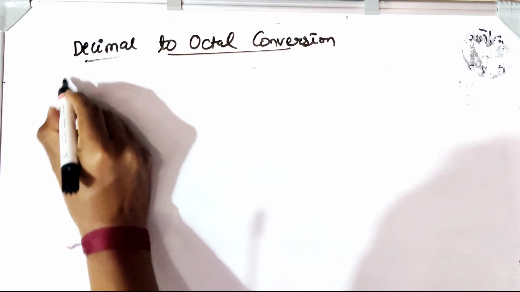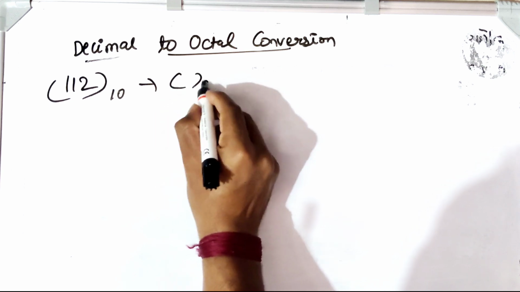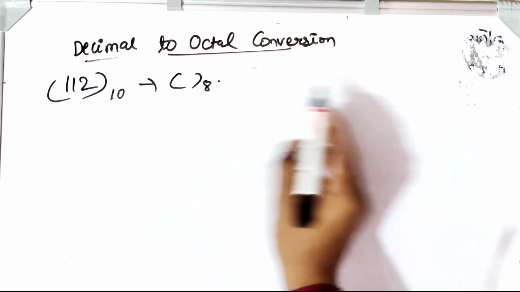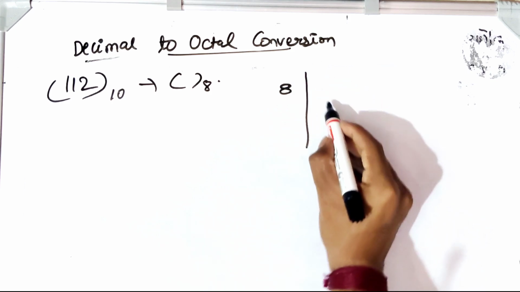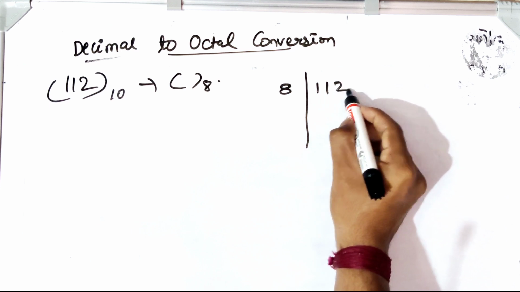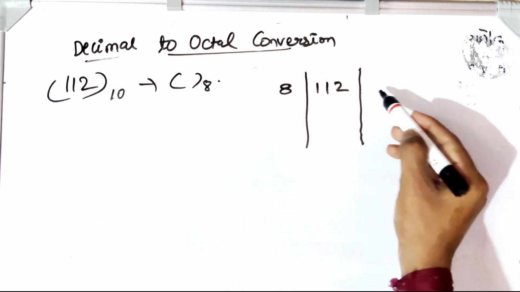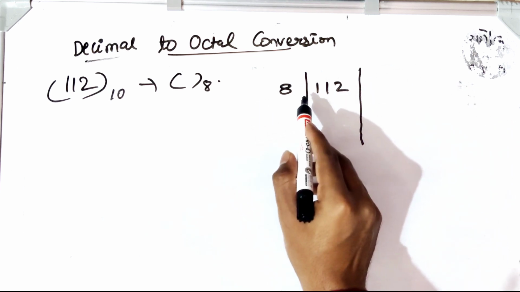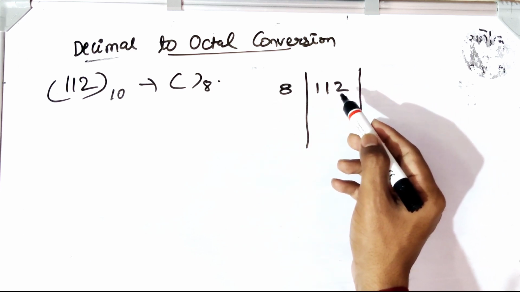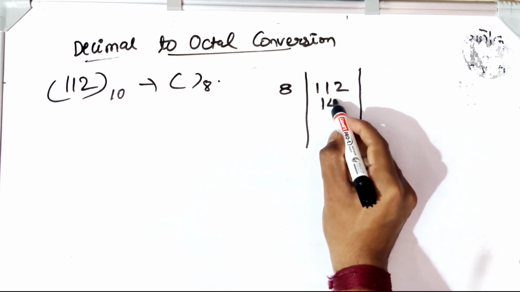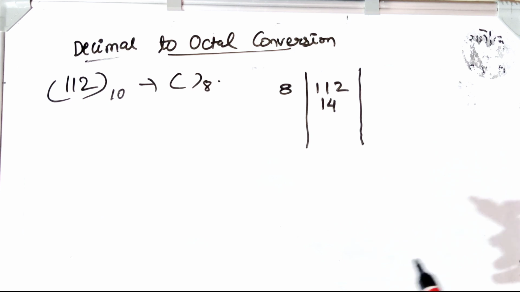Now we will convert 112, a decimal number, to an octal number. Simply divide the number 112 by 8 using the division method and write down the remainder here. 8 divided into 112 gives 14.